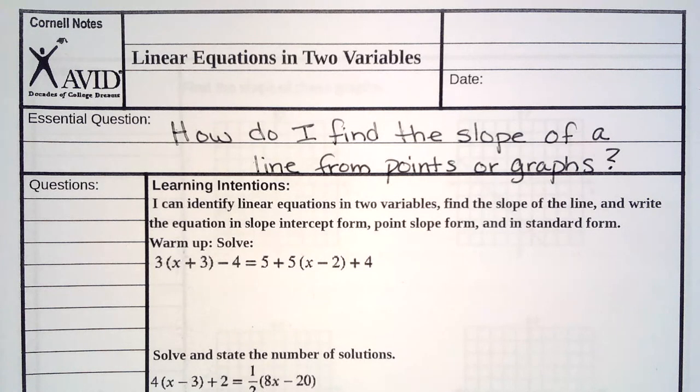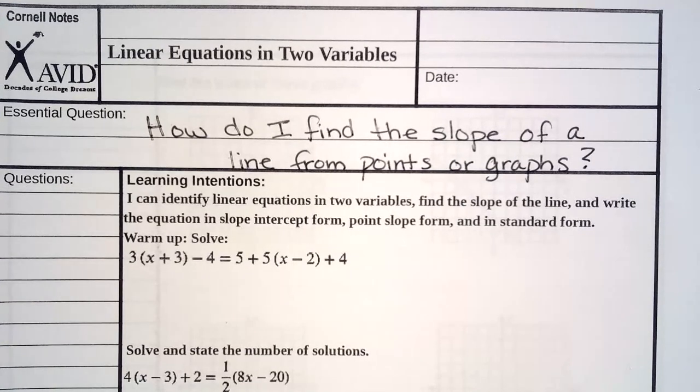Hello class, today we are looking at linear equations in two variables. So the essential question is, how do I find the slope of a line from points or graphs? Your learning intention: I'm learning to identify linear equations in two variables, find the slope of the line, and write the equation in slope-intercept form, point-slope form, and in standard form. So today we're focusing on finding slopes.